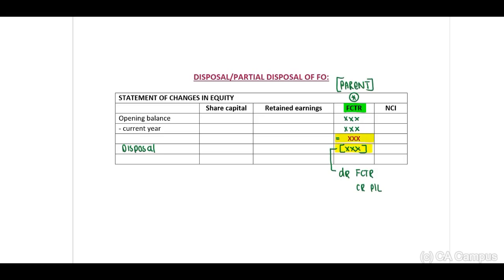And we've indicated that the amount included in our NCI will not be reclassified to our profit or loss. You need to follow your normal change in ownership principles as per our change in ownership lectures. Now please refer back to your revision page.